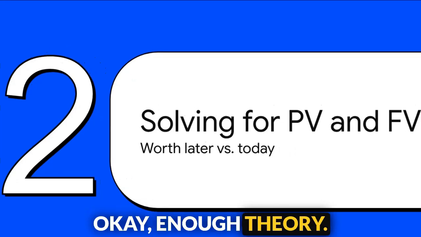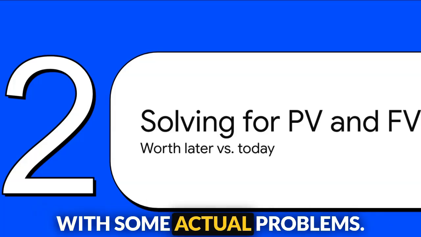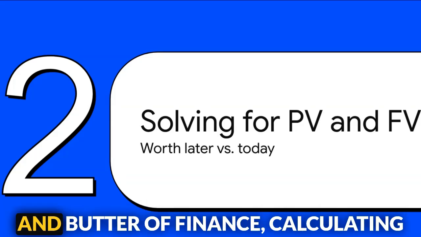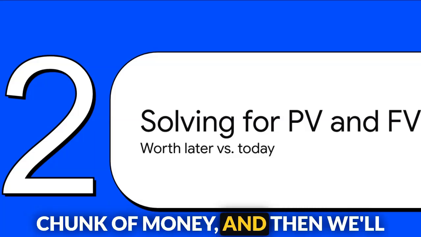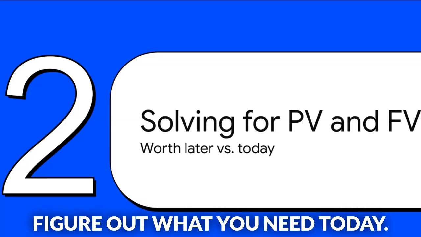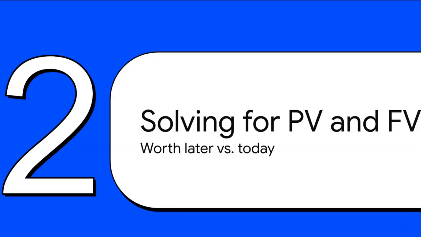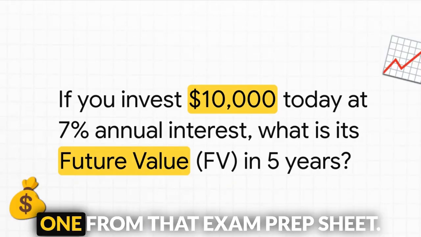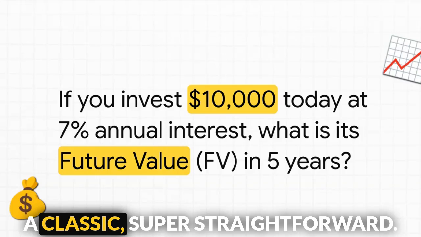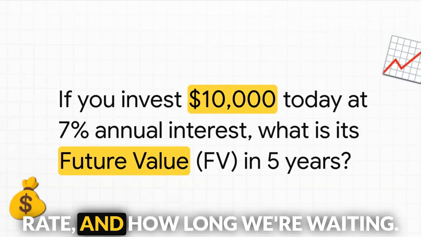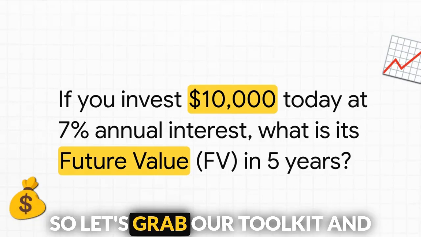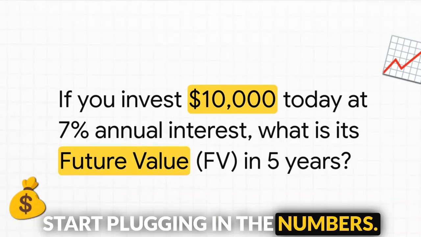Okay, enough theory. Let's put this toolkit to work with some actual problems. We're going to start with the bread and butter of finance, calculating the future value of a single chunk of money. And then we'll flip it and work backwards to figure out what you'd need today. All right, let's pull up question 1 from that exam prep sheet. A classic, super straightforward. We've got our lump sum, our interest rate, and how long we're waiting. So let's grab our toolkit and start plugging in the numbers.